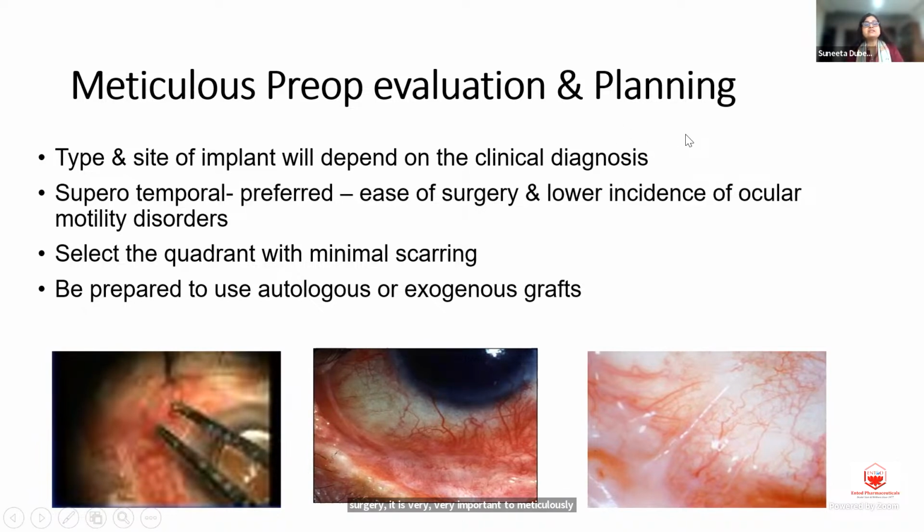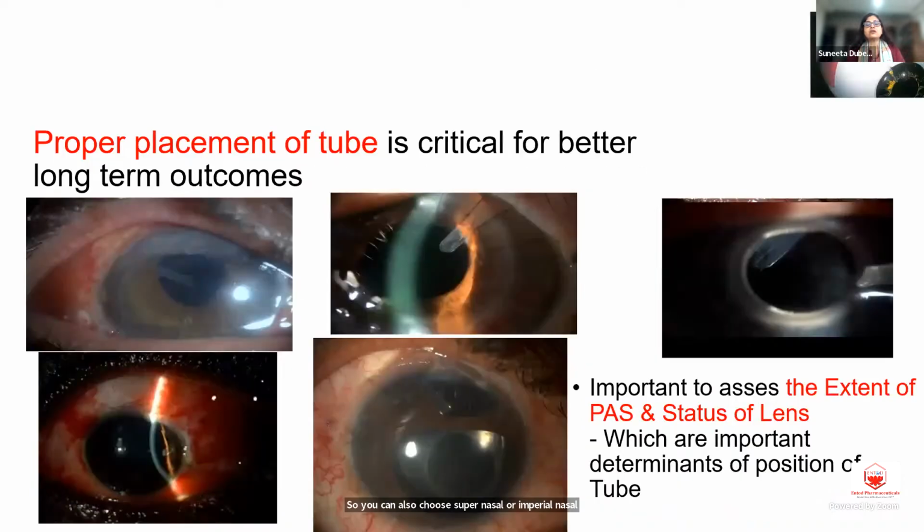Before planning for the surgery, it is very important to meticulously perform the preoperative evaluation, because the type and site of the implant will depend on the clinical diagnosis. Mostly we prefer the superior temporal quadrant because it is easy to perform the tube implant surgery and has a low incidence of ocular motility disorders. However, some of these complex eyes have a lot of scarring, so you have to select the quadrant which has minimal scarring. You can also choose superior nasal or inferior nasal quadrants. And also sometimes you have to use autologous or exogenous grafts. Proper placement of the tube is very critical for good long-term outcomes.